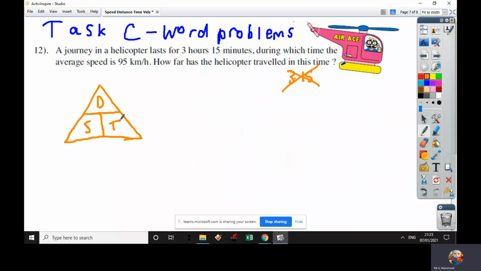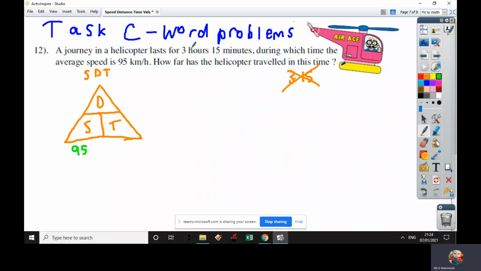So SDT, remember that for your exams, and especially your GCSEs: speed, distance, time, S on the left, D in the middle, T on the right. Always a good thing to revise that. And then you can start filling in what you know. So we know that the speed is 95 kilometers per hour. So underneath the S, I'll write 95.